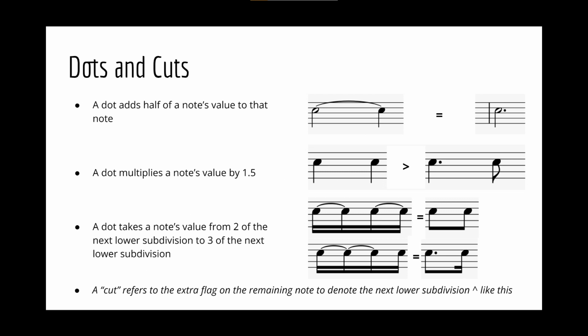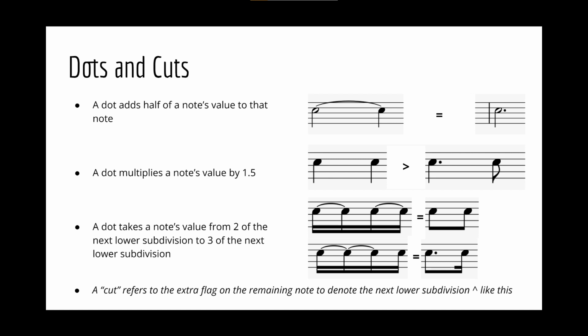Now we're going to talk about dots and cuts. The primary rule here is the dot adds half of a note's value, or 50%, or multiplies by 1.5. You can think about it any different way you want to. I've written it out 3 different ways here, but it all means the same thing. If I have a half note, half of that half note's value is a quarter note. So if I tie those together, I get a dotted half note. A dotted half note is a half note plus half of a half note, which is a quarter note. It was 2 beats, now it's 3 beats.